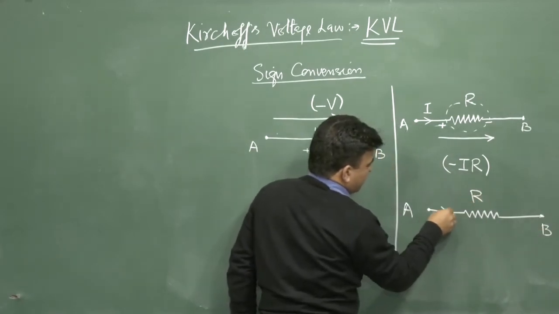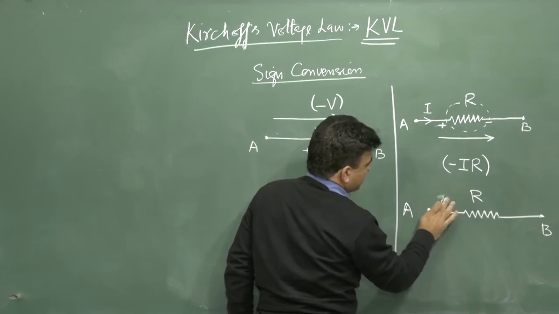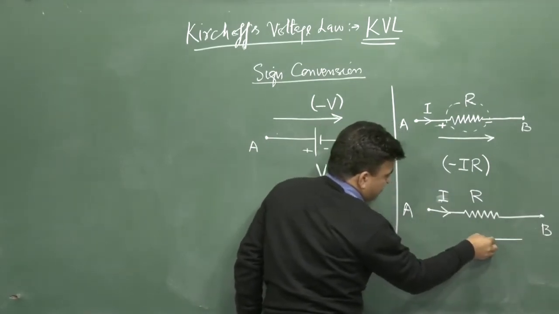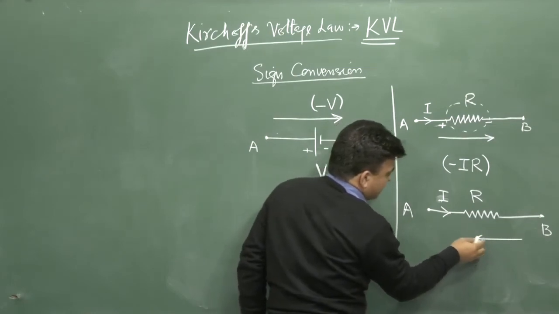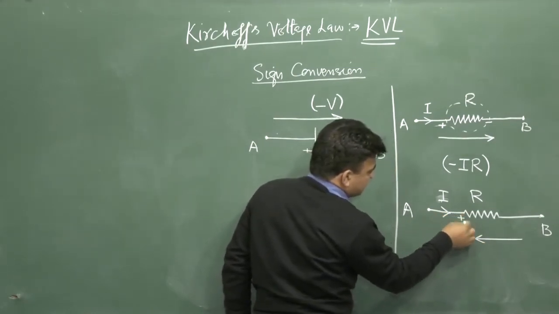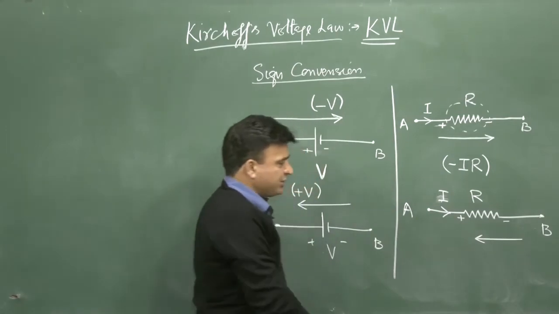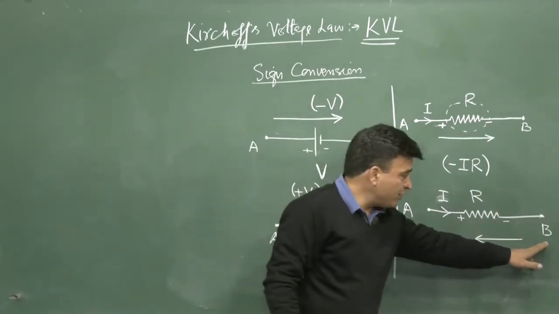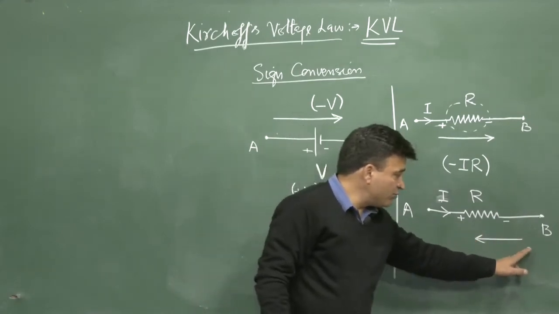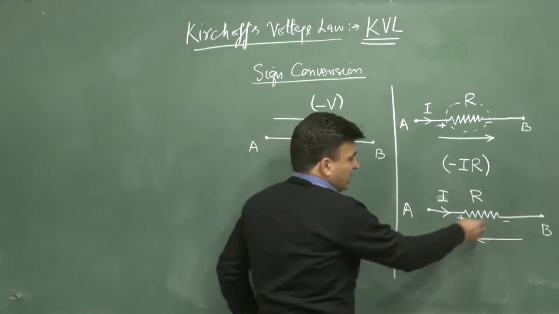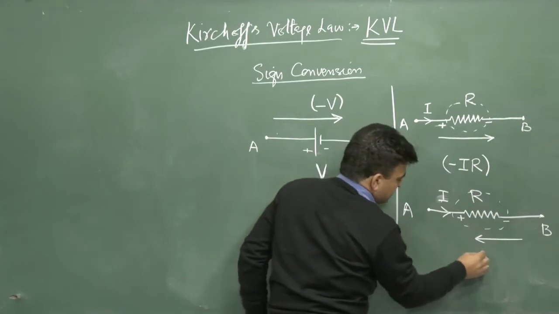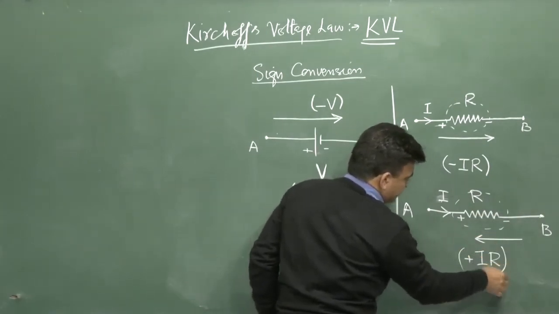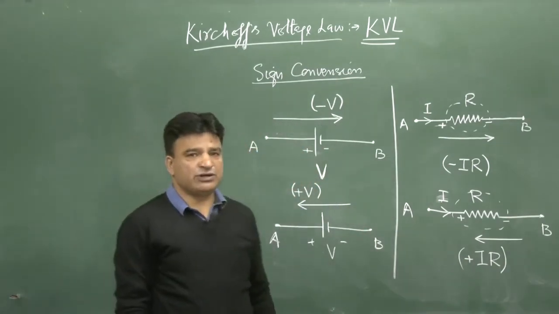And in the other case, let us suppose that the same resistor is connected between A and B. Current is flowing from A to B also, and we are moving from B to A now. As we know, where current enters is taken as positive, where it leaves is taken as negative. That means this is the high potential, this is low potential. This time we are moving from B to A, that means low potential to high potential. The voltage drop in this resistor at that instant, that is IR, is taken as positive. So this is the sign convention which we are going to use.